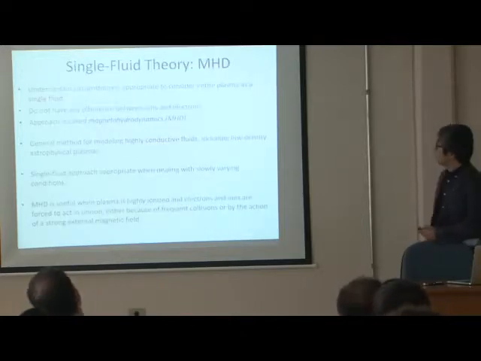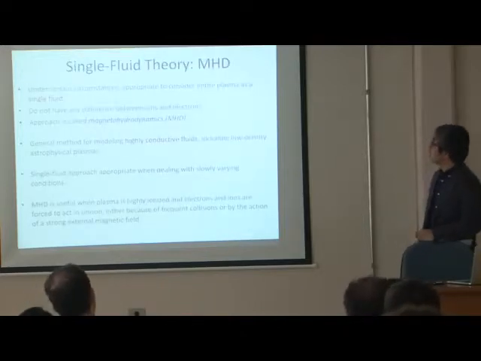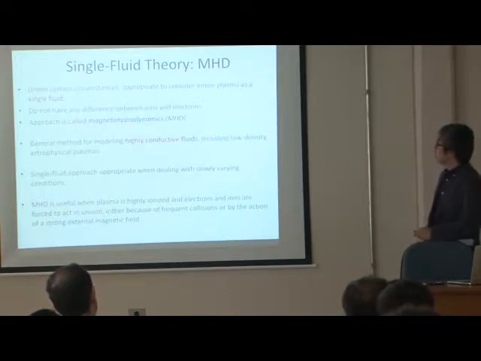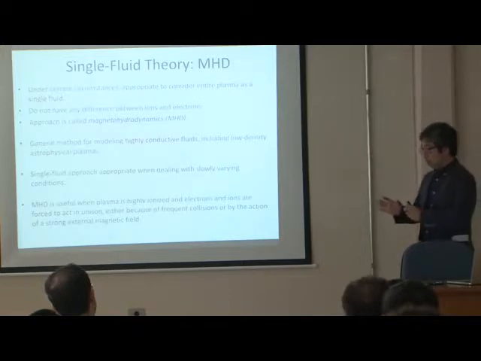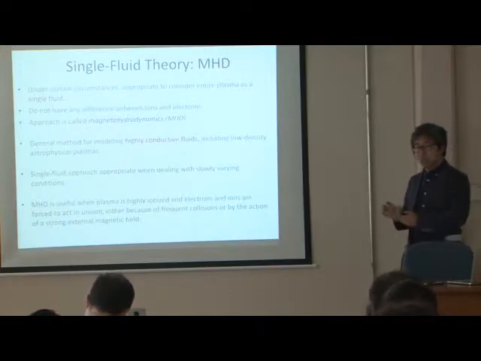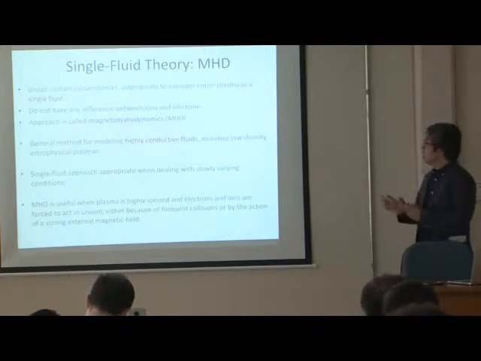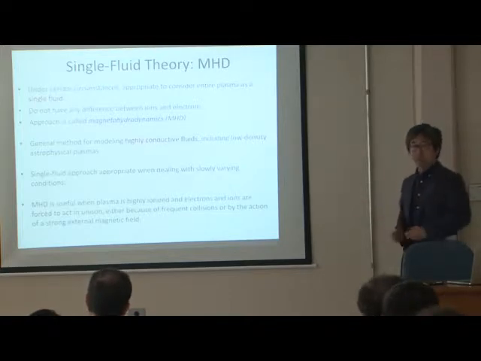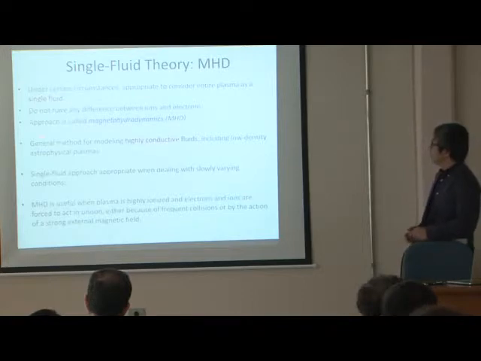Okay, so this is a single fluid theory. Under certain circumstances, it is appropriate to consider the entire plasma as a single fluid, so we do not have any difference between the ion and electron. Typically, the plasma includes two charges: of course ion and electron, or positron and electron, but usually, in most cases, ion and electron. The single fluid theory has everything mixed together, so we have only one fluid inside the plasma. This approach is called magnetohydrodynamics.